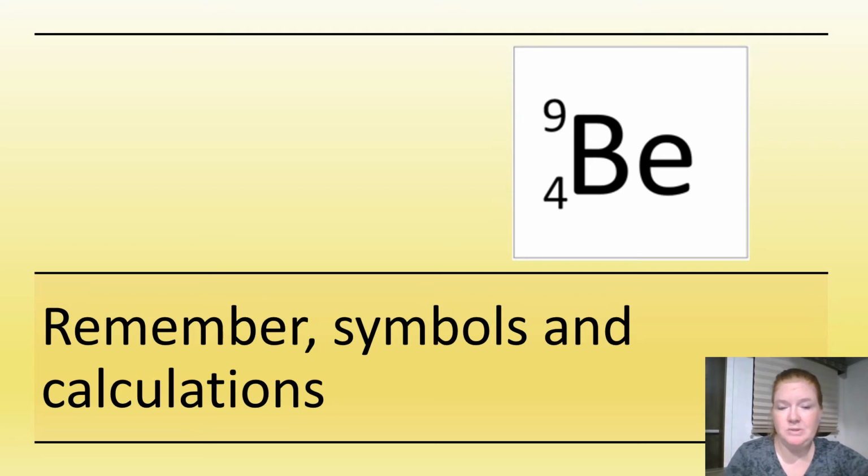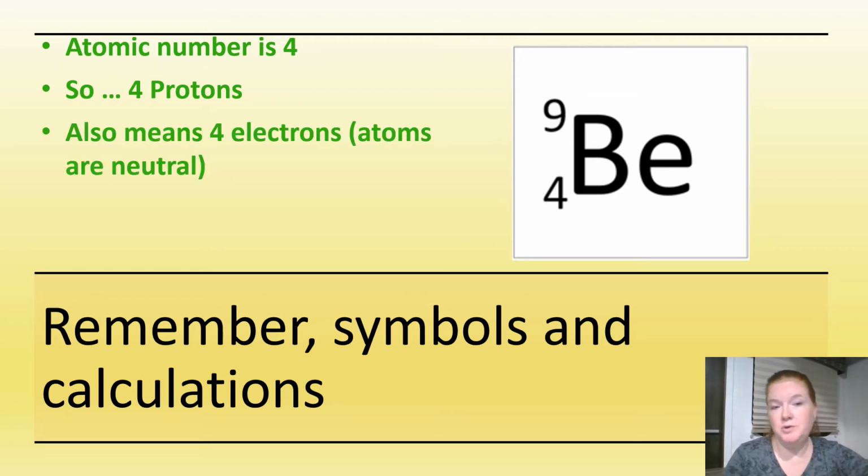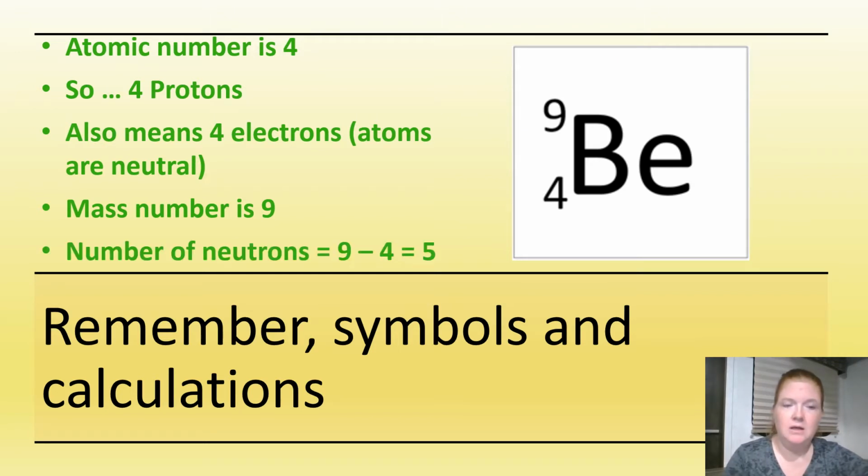So remember symbols and calculations. Looking at the way this is written, this is Be, that's beryllium. The 4 written on the left on the bottom is the atomic number, so it has 4 protons. It also means 4 electrons, remember, because atoms are neutral. The 9 at the top on the left represents the mass number. So I find the neutrons by doing 9 minus 4. It's set up just like a subtraction problem, so it would be 5 neutrons.